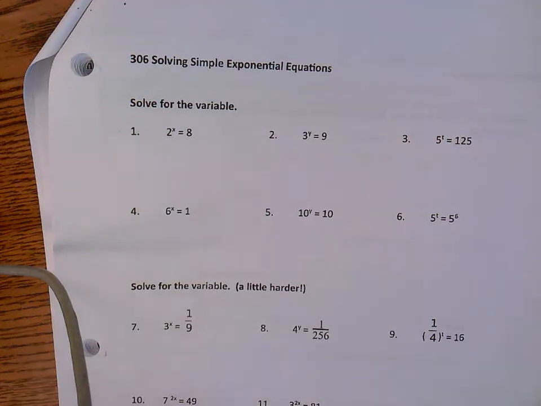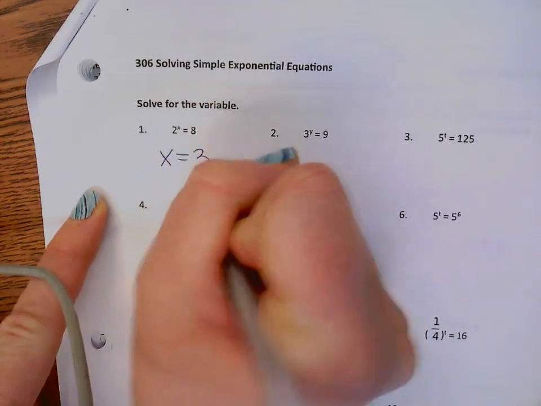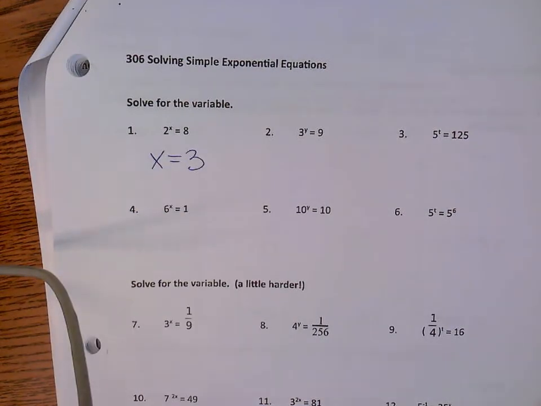Your table of powers, right? So these should be like mental math. 2 to what power would give me 8? Someone say it. X would have to be 3 to make this equation true. So these are table of powers facts.